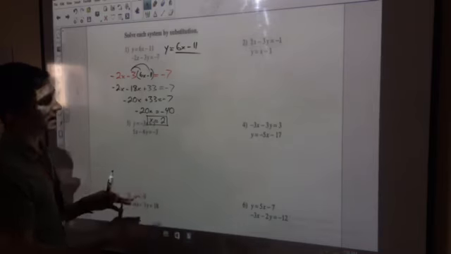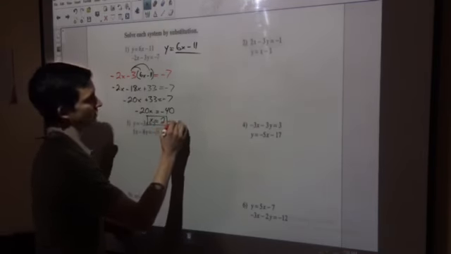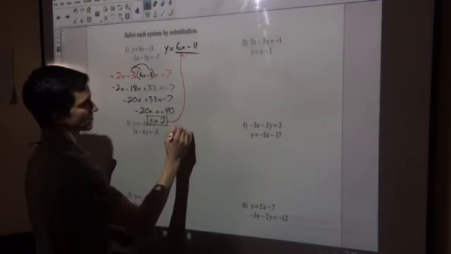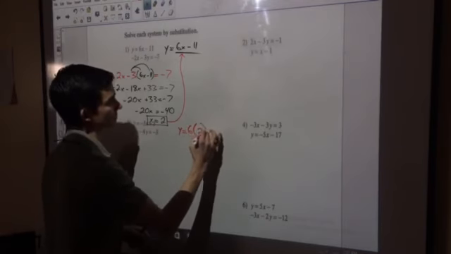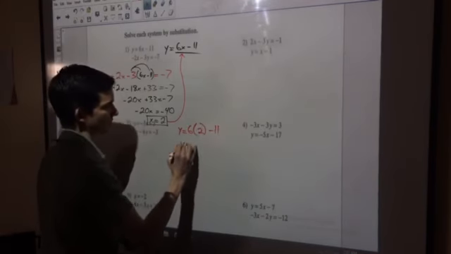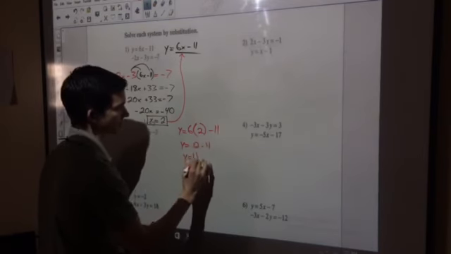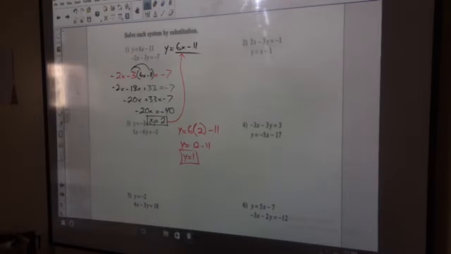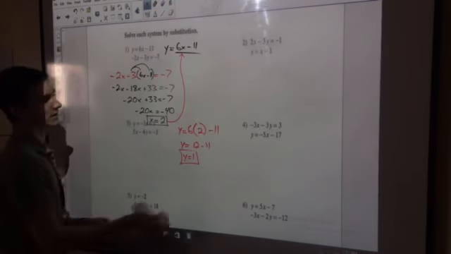Because remember, a system has two answers. It has the x equals and the y equals. So what does y equal? Now we know x. So let's find y by putting the x into this equation. So I have y equals 6, x is 2, minus 11. Y equals 6 times 2 is 12, minus 11, so y equals 1. So there's my answer to number 1. X equals 2, y equals 1. Again, if I graph this, you would find that it intersects at 2, 1.